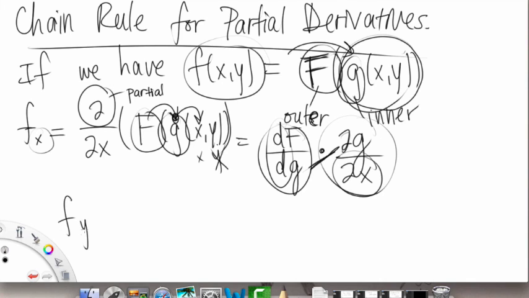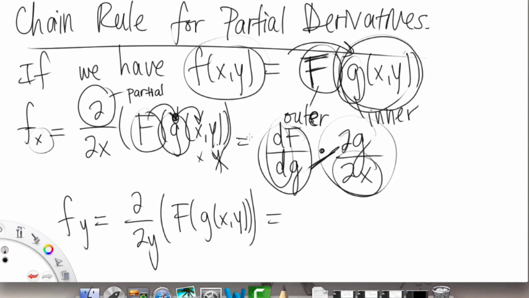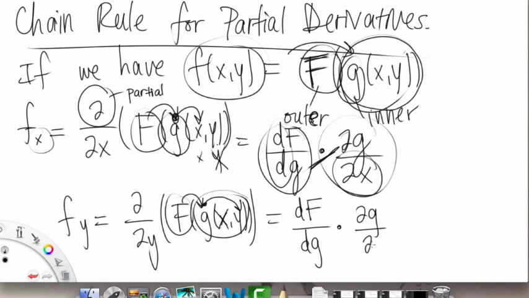Now let's do f sub y. That would be the partial with respect to y of capital F of g of x and y. Let's go through the steps. We start with the outermost, that capital F, and again we have that normal d because capital F is a function of one variable, the entire thing inside of g. So df, dg. We made that first leap. Now we need to get into the y part, not the x. We're ignoring that. So we just go dg, dy.